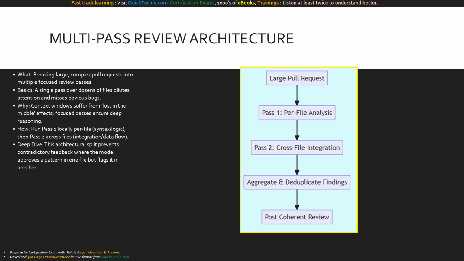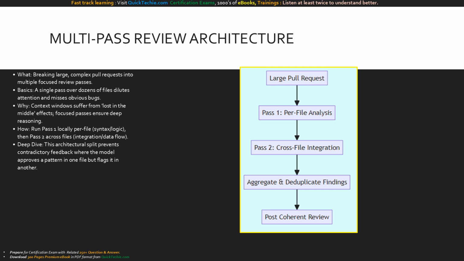By splitting the review. First, run a local analysis pass on each file individually to catch syntax and logic errors, followed by a separate cross-file integration pass to review dependencies and data flow. The deep dive here is that focused passes counteract the lost in the middle effect, ensuring every file receives maximum reasoning attention. This diagram illustrates the multi-pass review strategy.